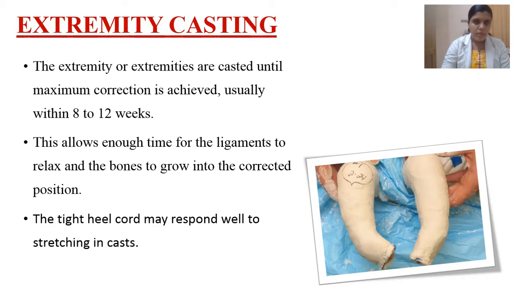Usually extremity casting is done. Here the affected extremity or both lower extremities are put inside a cast, usually for 8 to 12 weeks. Keeping the leg in the cast provides enough time for the ligaments to relax and the bone to grow, leading to a corrected position. Sometimes the lengthening of the cord works in a very good way, and thus only the cast is required for the management. That is known as extremity casting.